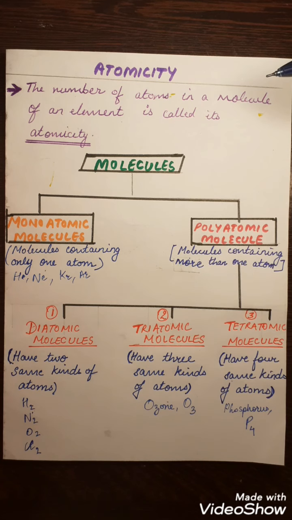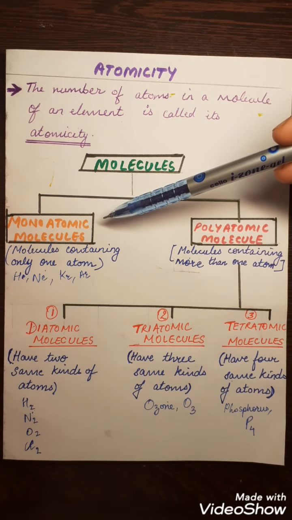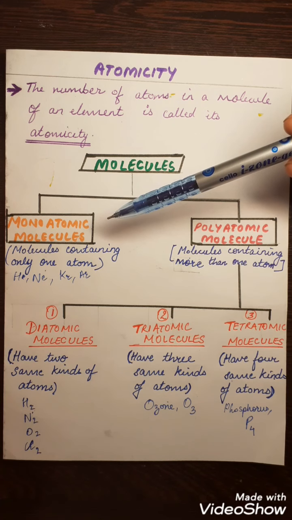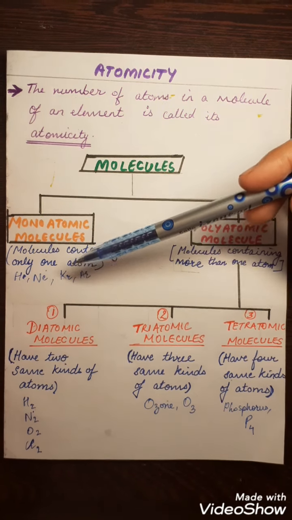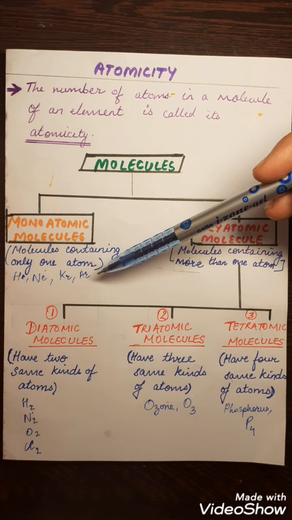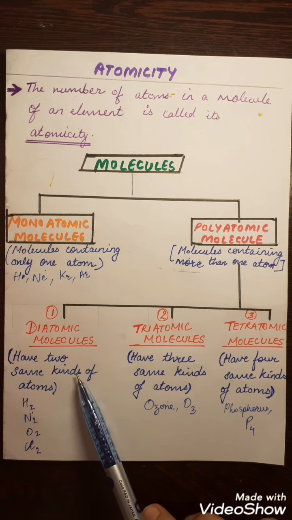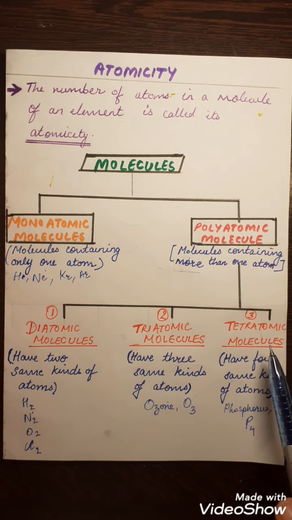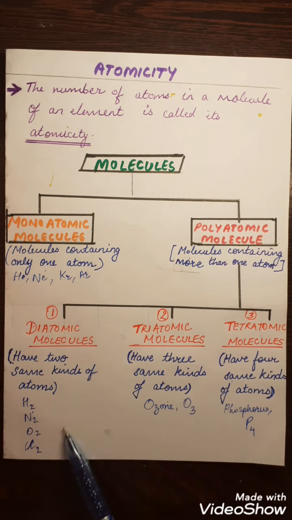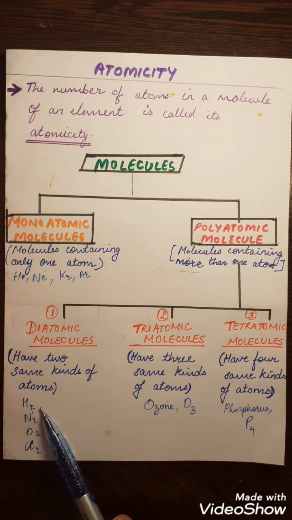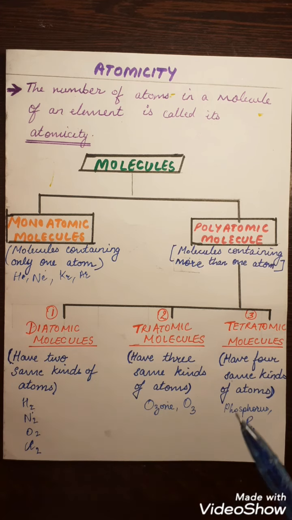Let us quickly recap. Examples for monoatomic molecules: all the inert gases like helium, neon, krypton, argon, etc. Polyatomic molecules are further categorized into diatomic molecules, triatomic molecules and tetraatomic molecules. Diatomic molecules like hydrogen molecule, nitrogen molecule, oxygen molecule, chlorine molecule. Triatomic, ozone molecule, and tetraatomic, phosphorus molecule.